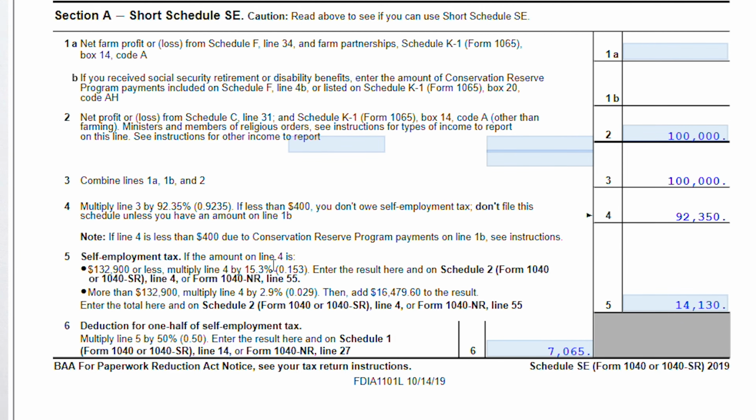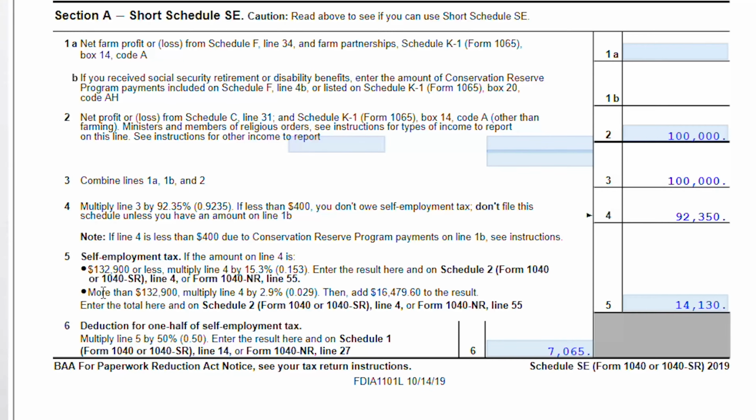And the reason that you see the $132,900 or less multiplied by line 4, which is our net earnings from self-employment, multiplied by 15.3%, is because the $132,900 is the maximum amount that will be applied for the Social Security. The Medicare side doesn't have a limit, so that gets applied no matter how much money you earn. And that's why you see the adjustment of more than $132,900 multiplied by 2.9%, which is the Medicare side.